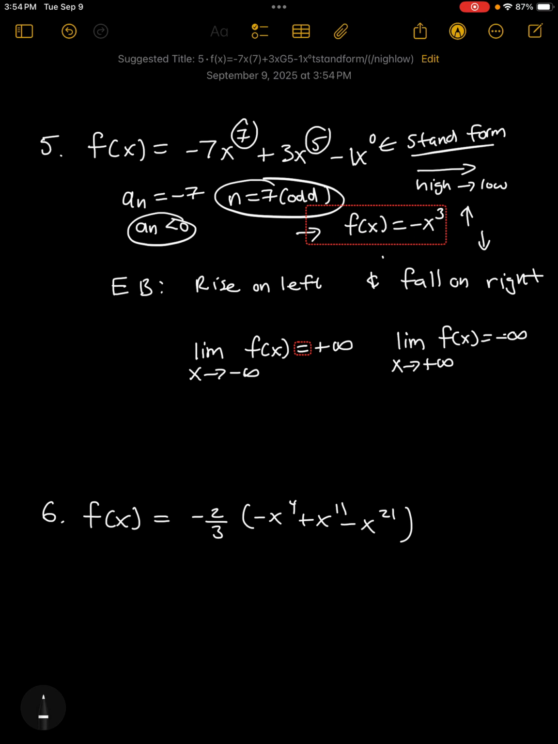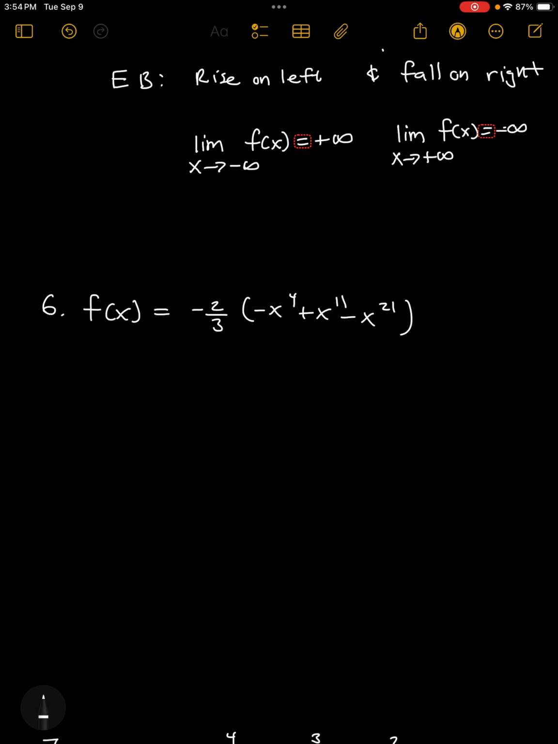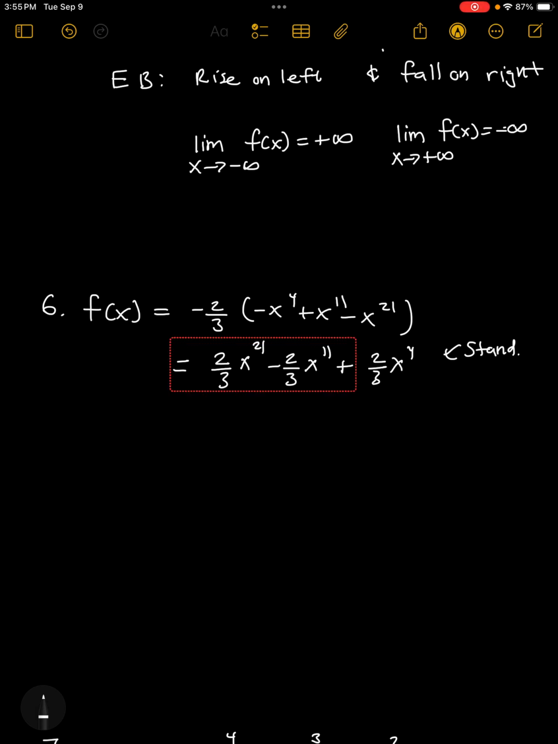All right, so for example, problem number 6, notice this problem is not in standard form. The exponents are not descending from high to low. So if I were to rewrite this, this would be +2/3 x to the 21st, -2/3 x to the 11th, and if I distribute the first term right here, it's +2/3 x to the 4th. Now you're in standard form. Remember, the exponents have to descend from high to low, going from left to right.